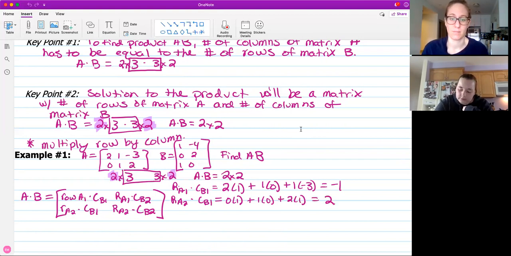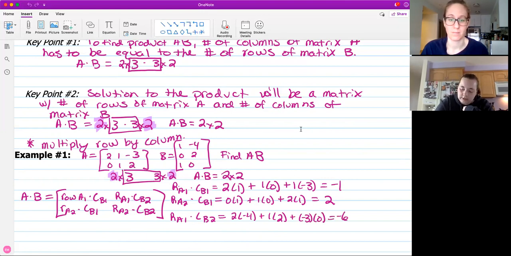And then we have row A1 times column B2. You're going to have 2 times -4 plus 1 times 2 plus -3 times 0, and this is going to equal -6.